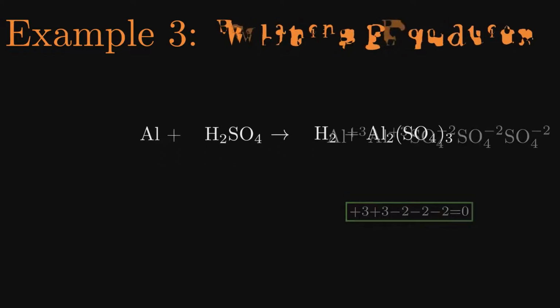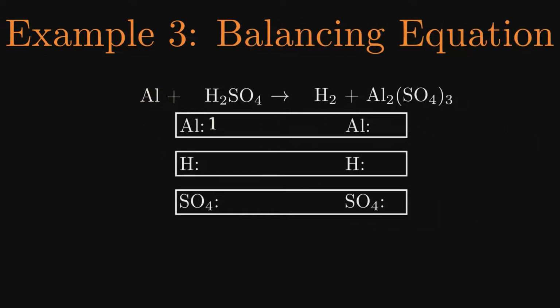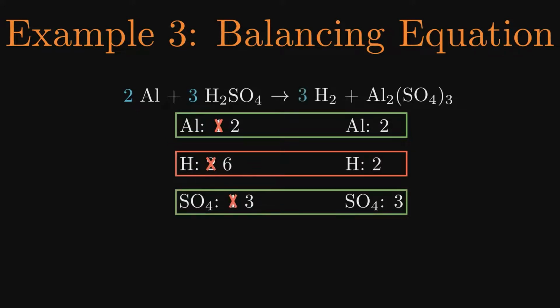With the correct formula, this means we can move on to balancing the equation. To keep things simple, I'm going to keep the sulfate together as I balance. After the initial count, a 2 in front of the left aluminum is needed, as is a 3 in front of sulfuric acid. Once a 3 is placed in front of the hydrogen product, the equation is finally balanced.